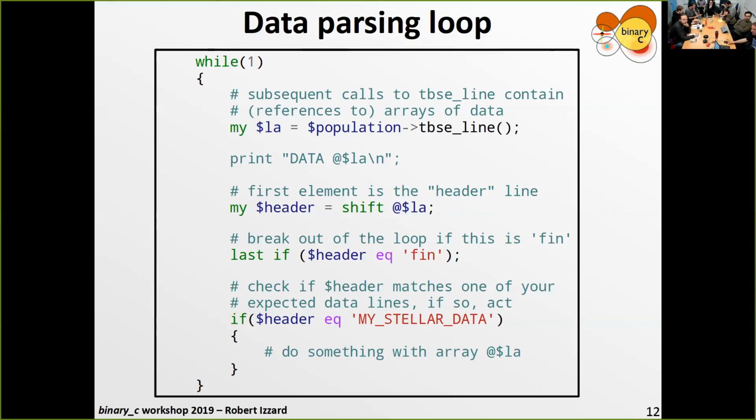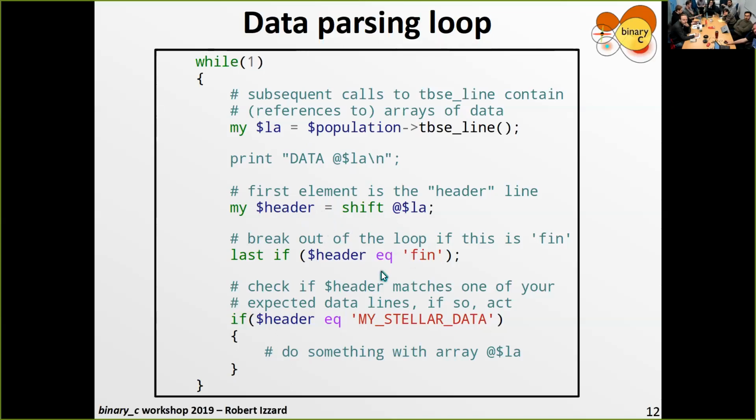So the first thing it does then, other than printing out what's in that line, it gets the header, so it shifts the first item off that array, puts it in the header string, and then this header is the thing we called myStella data before. But of course, the exception to that is when the header is fin, meaning finished, then you should stop.